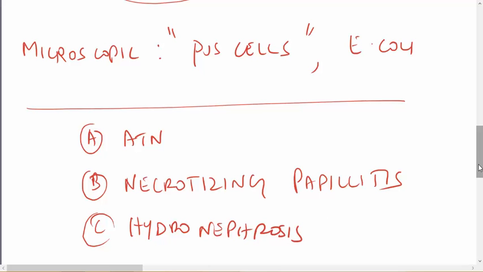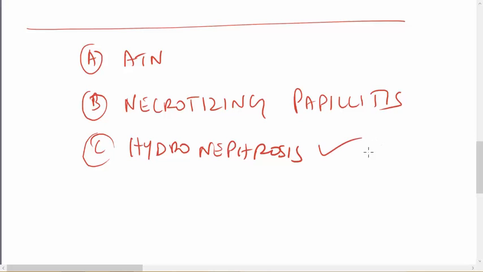If they give a background of obstruction, you can write the complication is hydronephrosis. If they give a background of ischemia, the complication will be ATN. If they give a background of infection, the pyelonephritis complication may be necrotizing papillitis. So, this is the right answer.